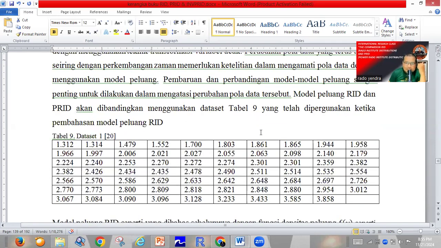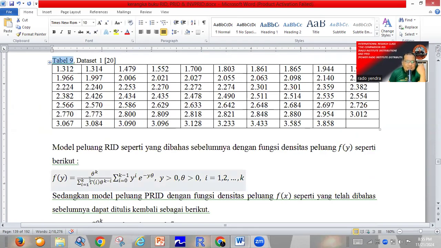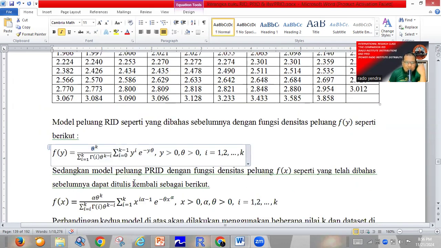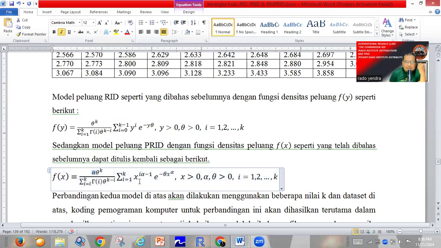In this case, we will use the data in table 9. We will use the density function of the RID distribution with only one parameter theta, and we will make the comparison with the PRID model. This is the density of the PRID, Power Rado Institute Distribution, with two parameters, alpha and theta.